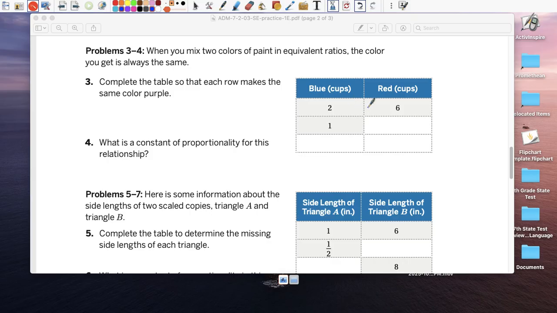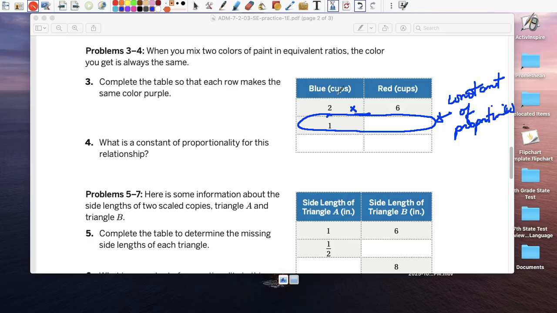So, can you find the constant of proportionality? The constant of proportionality is this number, right? But it's also found here. That's the line where you find your constant of proportionality, or the unit rate. Constant of proportionality.